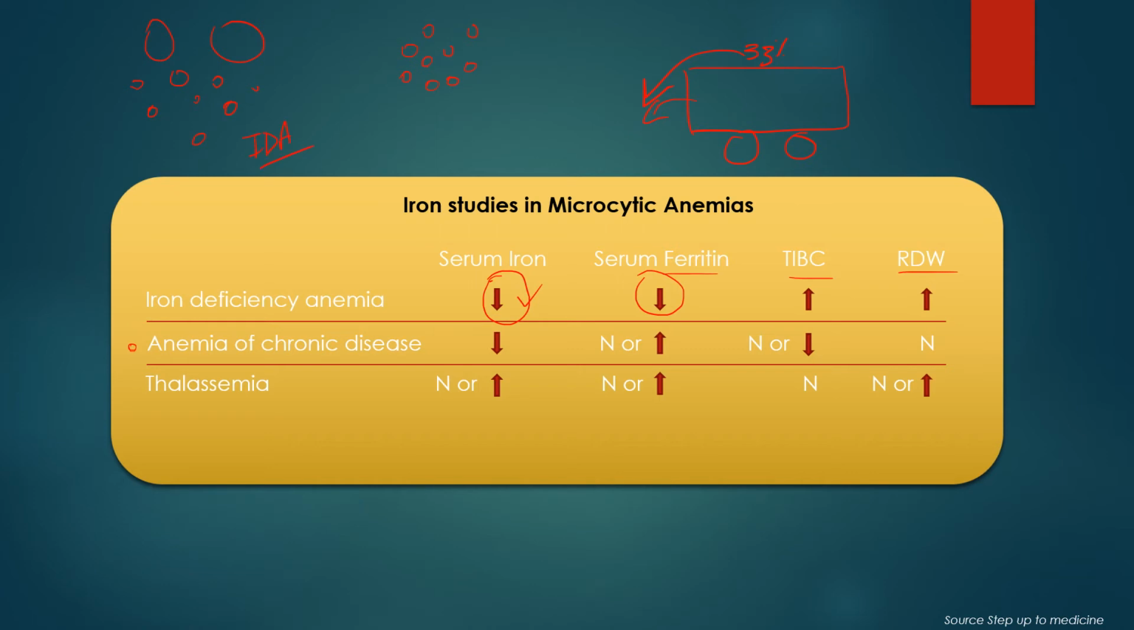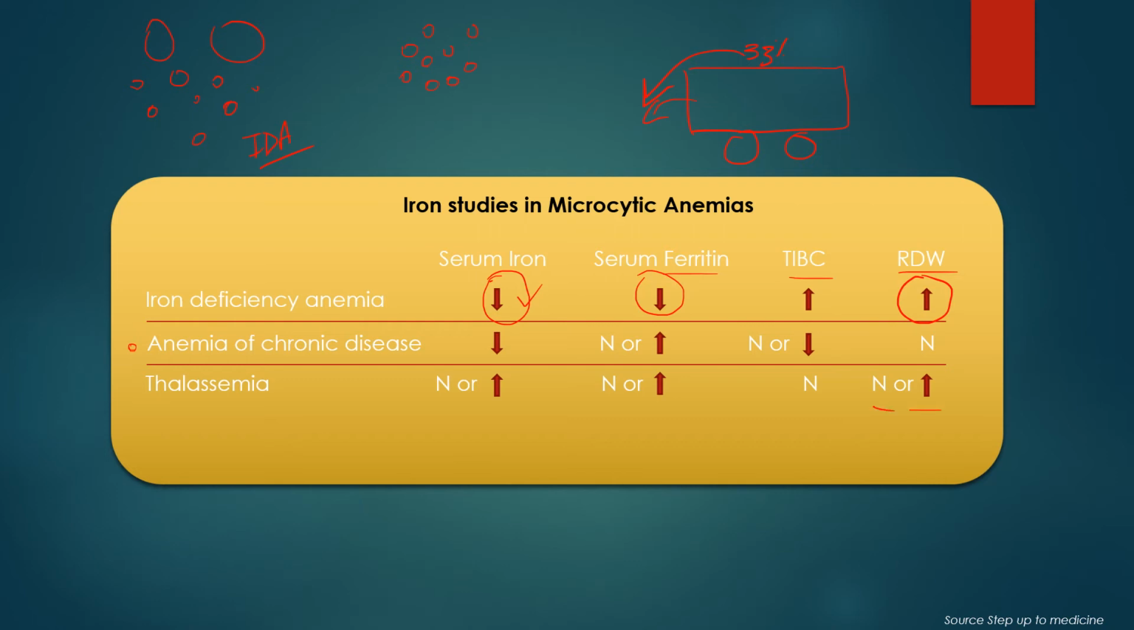So this is one of the things that you can remember. If you have an RDW that's increased, you're going to think immediately of iron deficiency anemia. In most cases of other microcytic anemias, it's actually normal. I know it says normal or increased here, but it's usually normal.